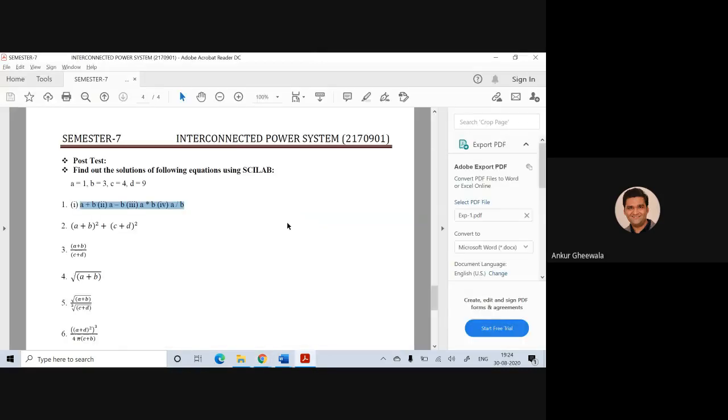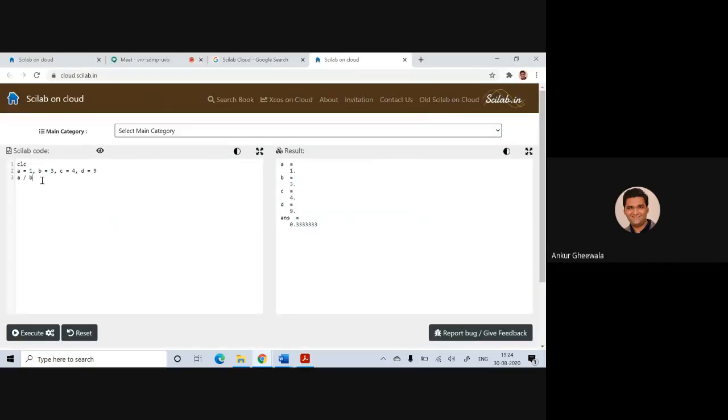Now, let's talk about the second exercise. If you want to find out the square value, if you are given the summation and square value, I will now find out this value, A plus B square and C plus D square. So now, if I want to find out A plus B whole square, square is given by A plus B, and square can be given by caret 2. Caret 2 means raised to 2. So just see the value A plus B.